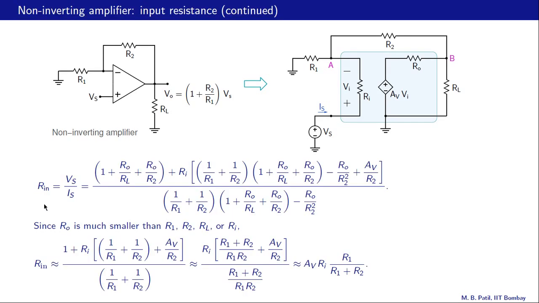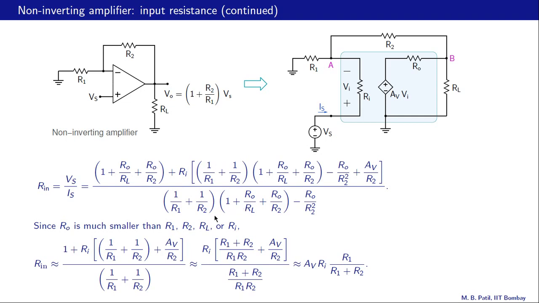Let us try to simplify this expression for the input resistance. We know that Ro is much smaller than all of these resistances. R1, R2, RL would be in the kilo ohms range, whereas Ri would be in the mega ohms range, and Ro is much smaller than all of those. It would be something like 50 ohms. So therefore these ratios Ro by R1 or Ro by R2 etc. would be much smaller than 1, and we can ignore those.